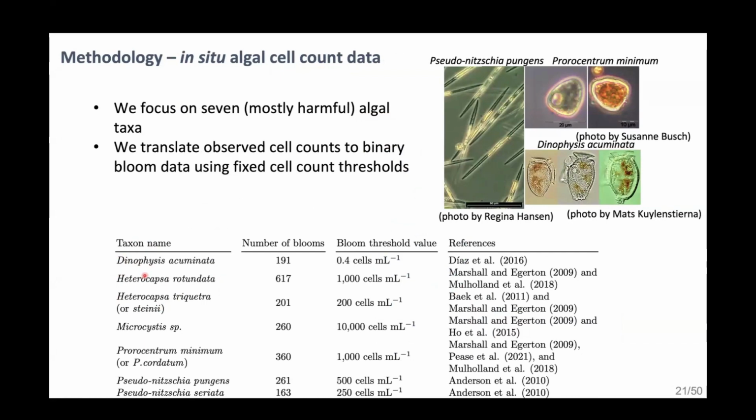And also here, the data is provided by the Chesapeake Bay program. But to simplify the problem, we transformed cell counts, because people take a sample from the Chesapeake Bay and they go to the lab and they literally count cells. We transformed these cell counts to binary bloom, no bloom data. And we did that using fixed cell count thresholds for each taxon. For example, for Prorocentrum minimum, we used a cell count threshold of 1,000 cells per milliliter. When we have an observation below 1,000 cells, we say it's no bloom. When it's above 1,000 cells, we say it's a bloom. And this is based on the literature.